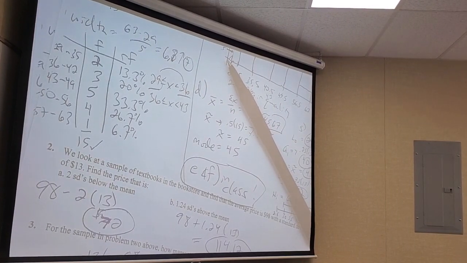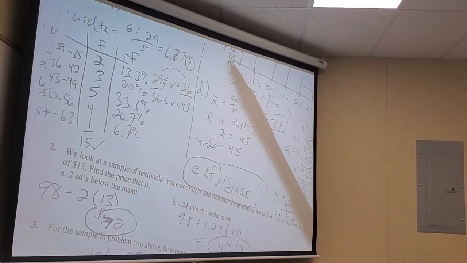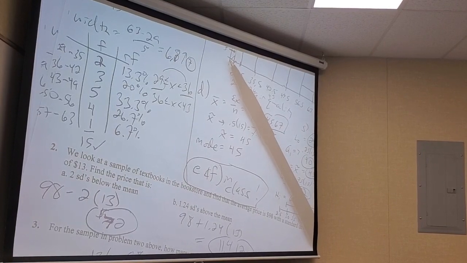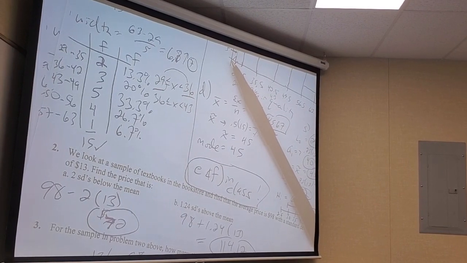Ratio, because if we divide, it makes sense. I have five minutes though.